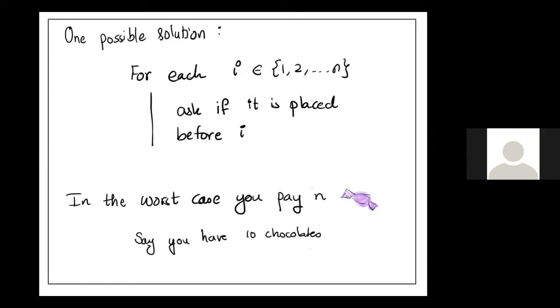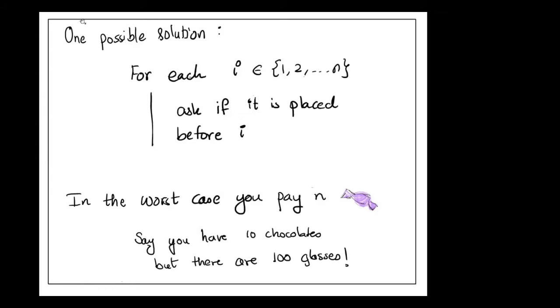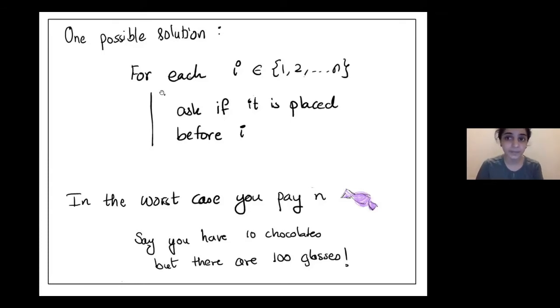So suppose you have 10 chocolates, but you have 100 glasses, then this strategy is certainly not a good one, right? So let me ask if there is somebody in the audience who can come up with a better strategy. If there are 100 glasses and only 10 chocolates, can you figure out where your wristwatch is by asking whether the watch is before i or after i type of questions to your brother? So is there anybody in the audience who wants to chip in here?